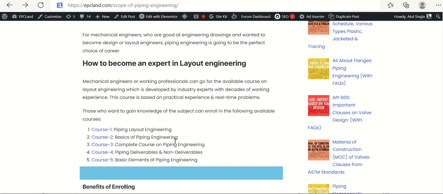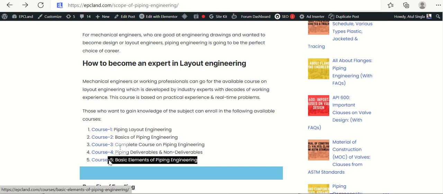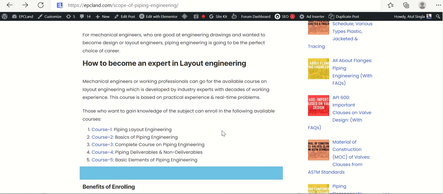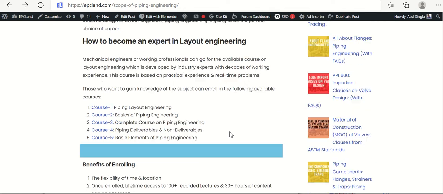This is divided into various sections. For example, layout engineering, the basics of piping engineering complete course, which will be covering a lot of things, then deliverables, non-deliverables, basics of piping engineering. So these are the courses. They are organized systematically so that you can go through each and every fundamental which is required for a layout engineer.